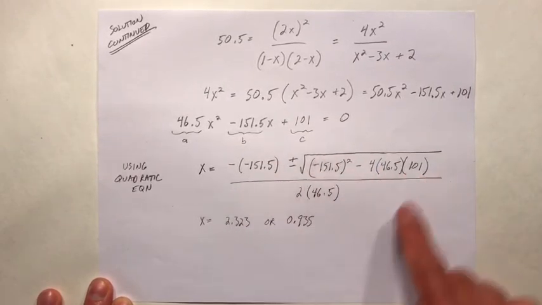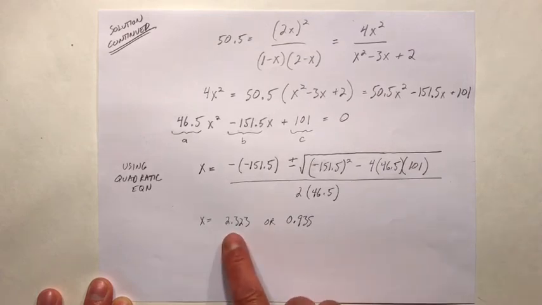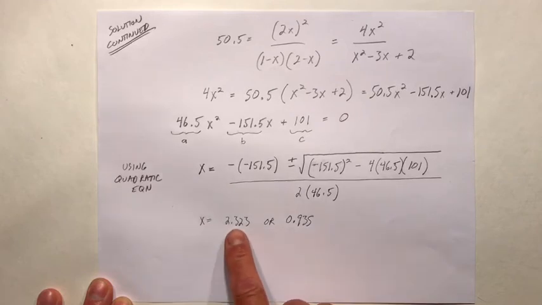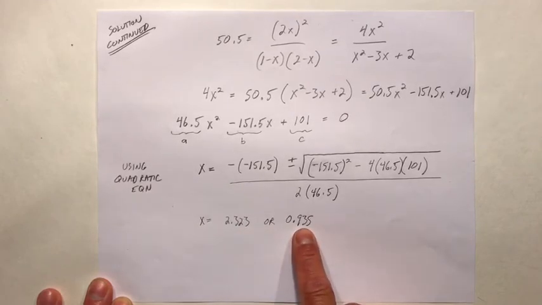So we plug in these values and solve for x, and we get that we're always going to get two values for x when we use the quadratic equation. We get this big value and this small value. Now it's always going to turn out that one of these values is impossible.